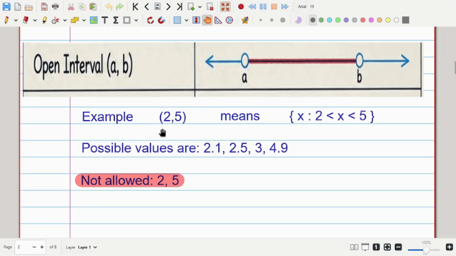Example, open interval of 2, 5. Open interval means we will use round brackets. Write it as the set of all x such that x is greater than 2 and less than 5. In an open interval, we do not include the equality sign. The possible values are 2.1, 2.5, 3, 4.9. In an open interval, the endpoints are excluded. Therefore, 2 and 5 are excluded. That means they are not allowed.